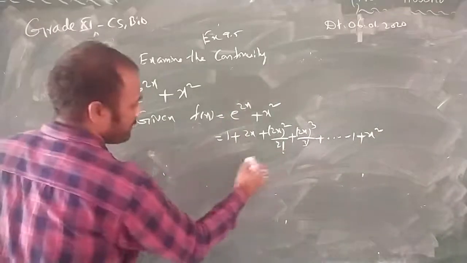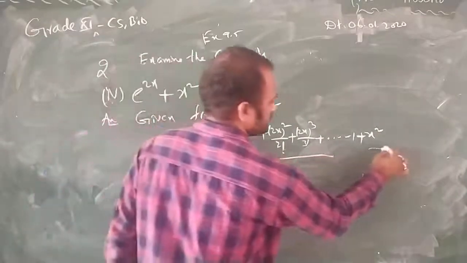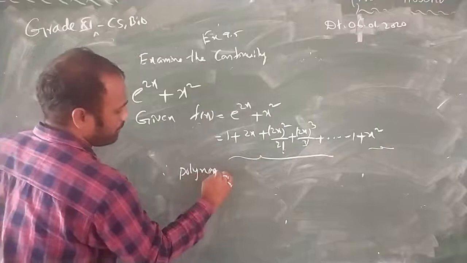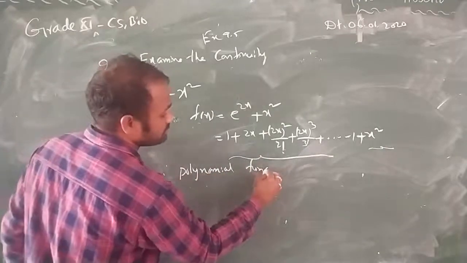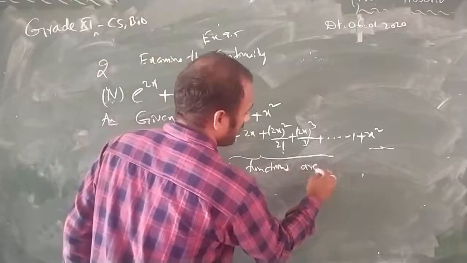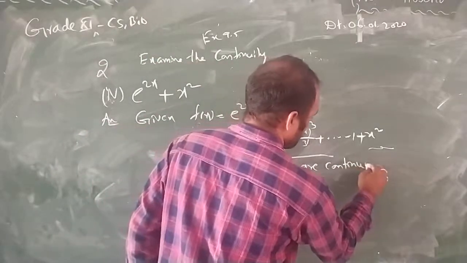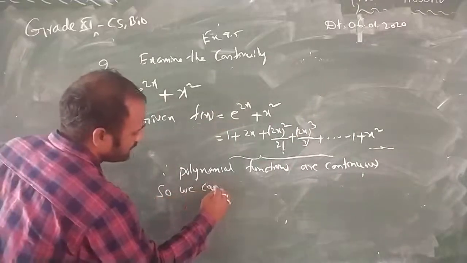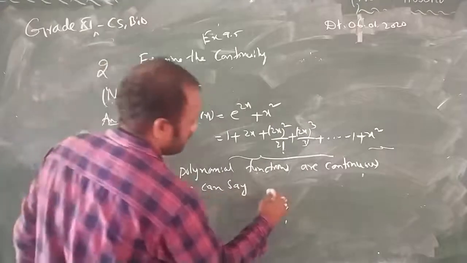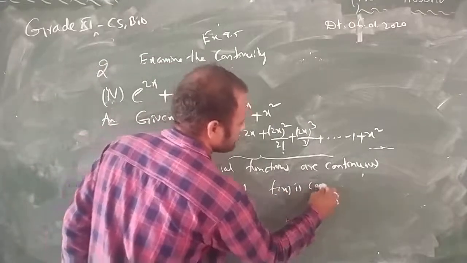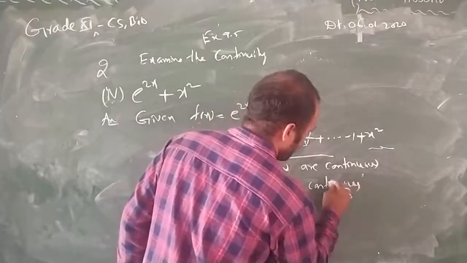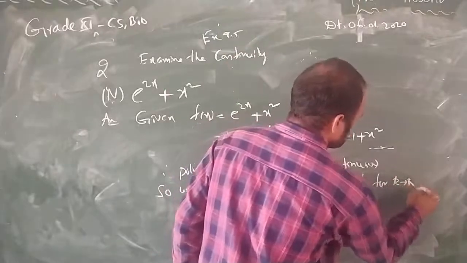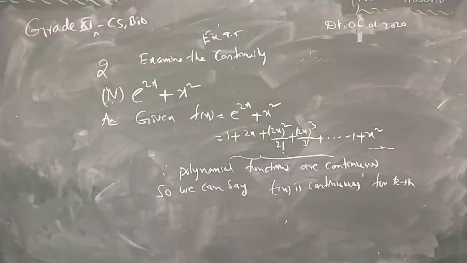So this becomes a polynomial now. From here it is a polynomial and this is also a polynomial. So polynomial functions are continuous. So we can say that f of x is continuous. f of x is continuous for all the real numbers. Next, let us see the next question.